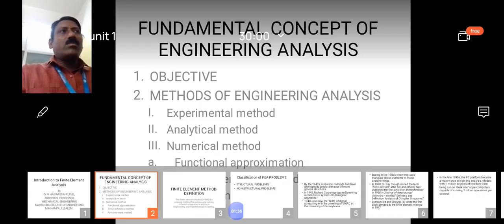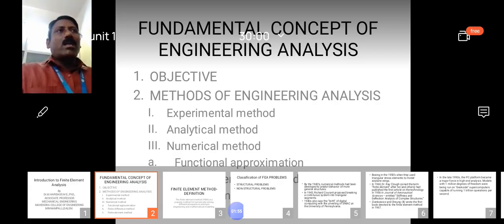The prototype means a duplicate. If we want to change the dimensions of the prototype, we have to disassemble the entire prototype and reassemble it, and then testing should be carried out. It needs manpower and material. So it is a time consuming and costly process. This is the experimental method.